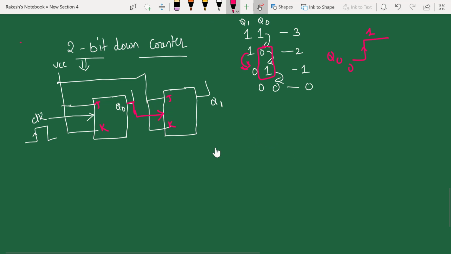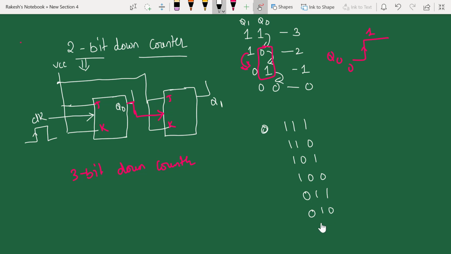for the 3-bit down counter, 3-bit means you start from all ones, then 1 1 0, 1 0 1, 1 0 0, 0 1 1, 0 1 0, 0 0 1 and all zeros.